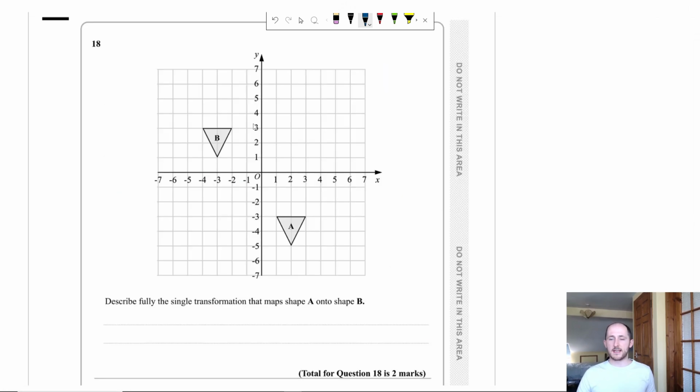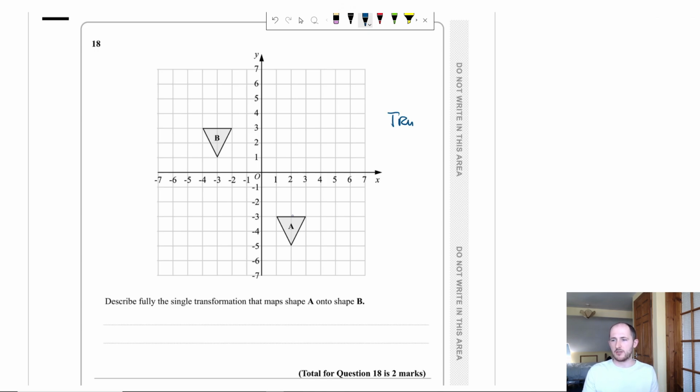We have to describe fully the single transformation that puts A onto B. So if you have a look at it, the size hasn't changed, so it's not enlargement. The orientation hasn't changed, so it hasn't been flipped upside down. So it's not reflection or rotation. So the only other option is translation, okay?